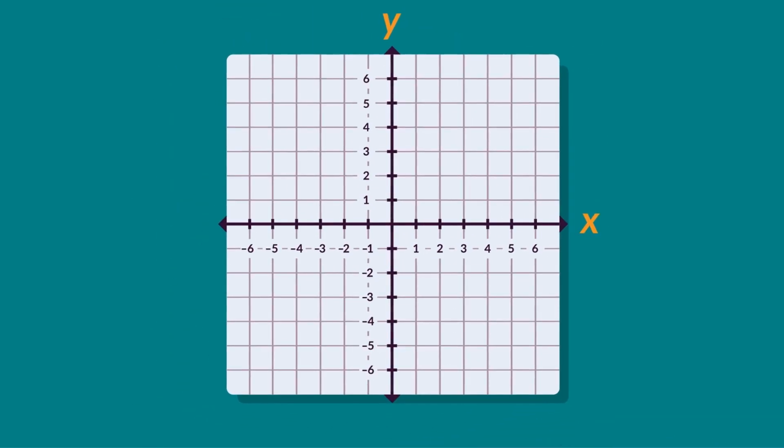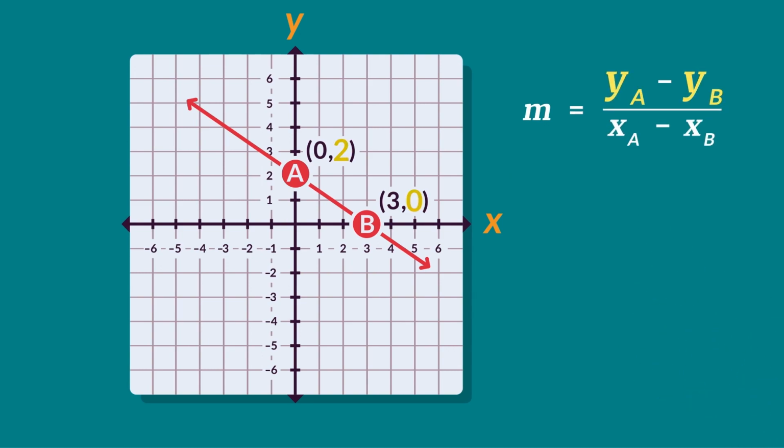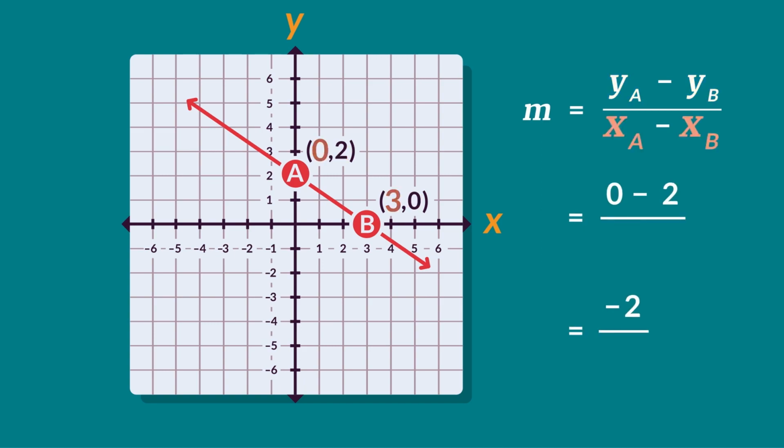Negative gradients can also be calculated using the same formula. For example, if we took 2 endpoints in the following graph, A at (0, 2) and B at (3, 0), we can calculate the gradient of line AB. Remember, the formula is the difference between the y values divided by the difference in the x values. The difference in the y values is 0 minus 2, which is negative 2. And the difference in the x values is 3 minus 0, which is 3. So the gradient is equal to negative 2/3.